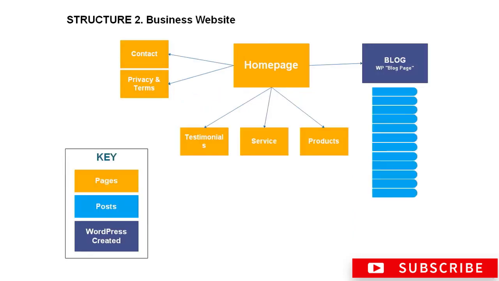The second type of site is a business website, and with the business website you see that a lot more of the web pages are created using WordPress pages. The only web pages that are created using posts are for the blog, and the blog page itself is a WordPress created page. You tell WordPress where you want your blog posts to appear, and that page will be used. WordPress will then update and maintain that page for you.